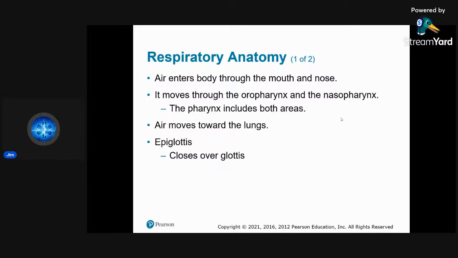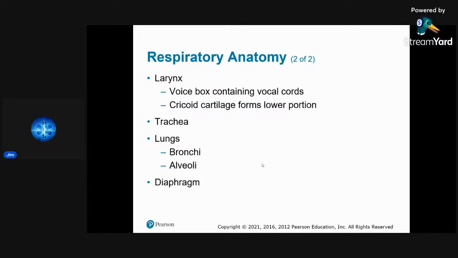Air moves towards the lung. We have an epiglottis, which is this finger-looking tissue that, when you swallow, will close up over your trachea. This covers the glottis, which is the opening of the trachea. Larynx is your voice box, containing your vocal cords. It also has the cricoid cartilage that forms the lower portion.